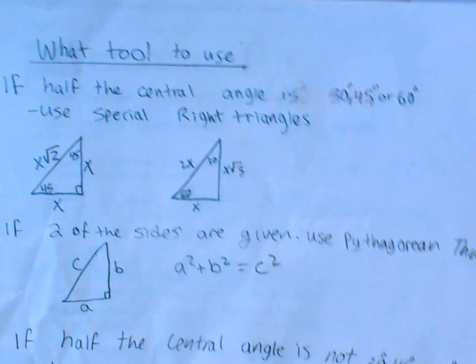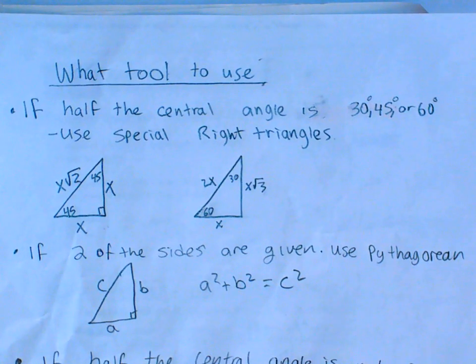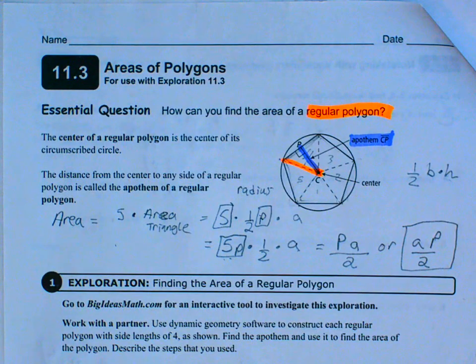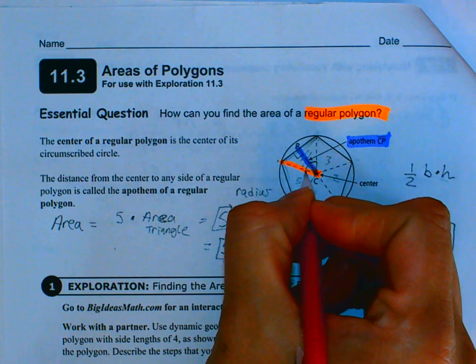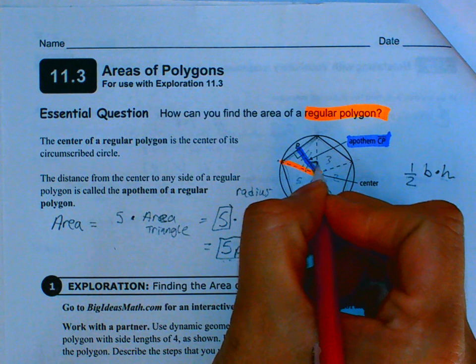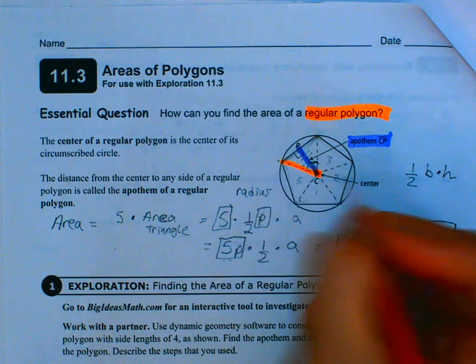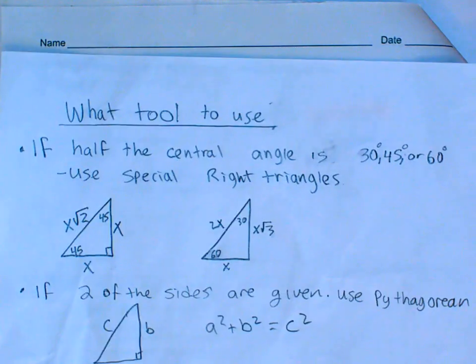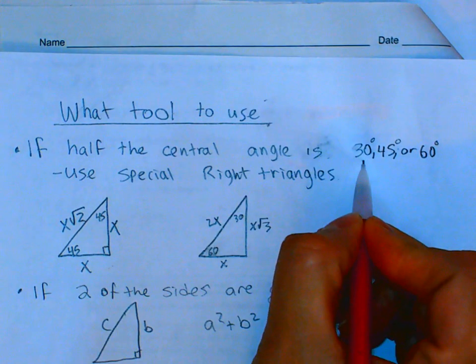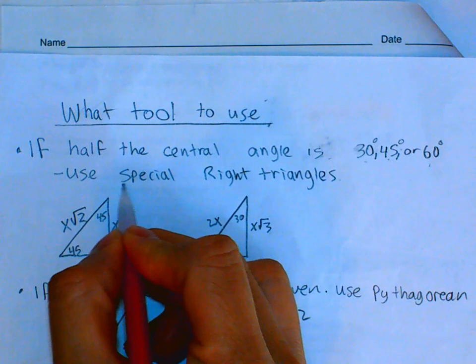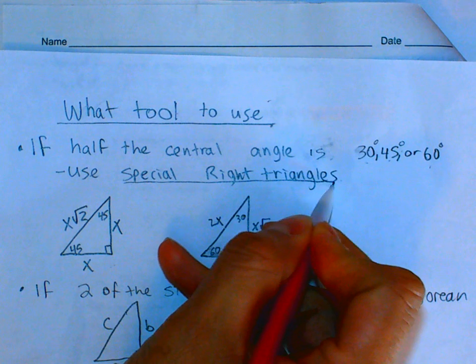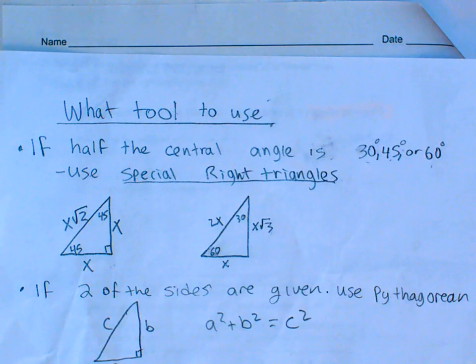So what is the first tool that you're going to use? Oh, I forgot one thing, the central angle. By the way, this is the central angle right here. When I'm referencing half of the central angle, I'm only referencing this little piece right there. So if half the central angle is either 30, 45, or 60, we are going to use the rules for special right triangles. These are found in chapter 9, I believe lesson 2.